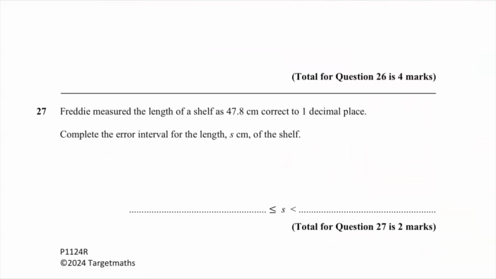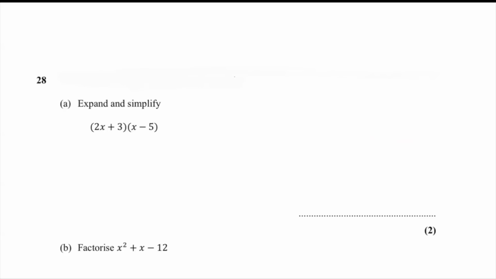Okay, this question is asking us to write an error interval. Best way to do this is to write the number line that fits with the question. Our question is about 1 decimal place, so it will be a 1 decimal place number line. Do either side of the number we've been given, and then your answers are slap bang in the middle. So 47.75 and 47.85.